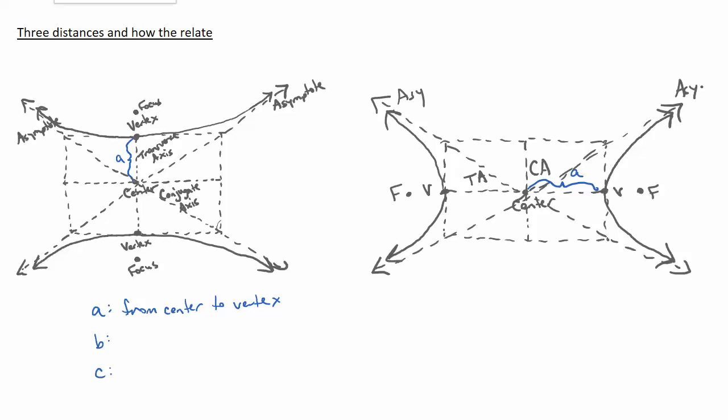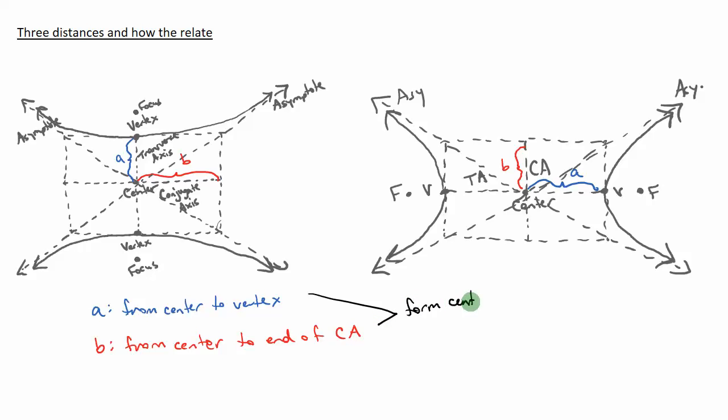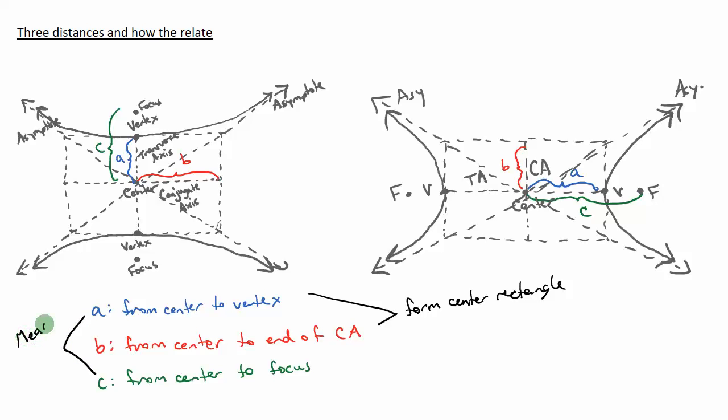B, let's use a different color. B is from the center to the end of the conjugate axis. So here, the center to the end of the conjugate axis is horizontal, and over here, from the center to the end of the conjugate axis is vertical. Those two together form the center rectangle. Okay? Now, C is not used to graph the curve, but it's from the center to a focus. So here, center to the focus is vertical, and over here, center to the focus is horizontal. A and C are always measured the same direction. Just like in an ellipse.